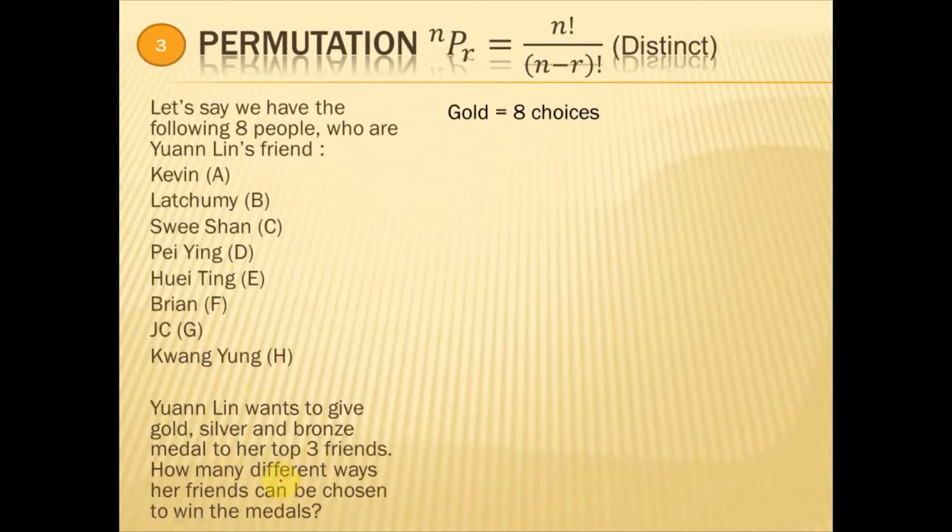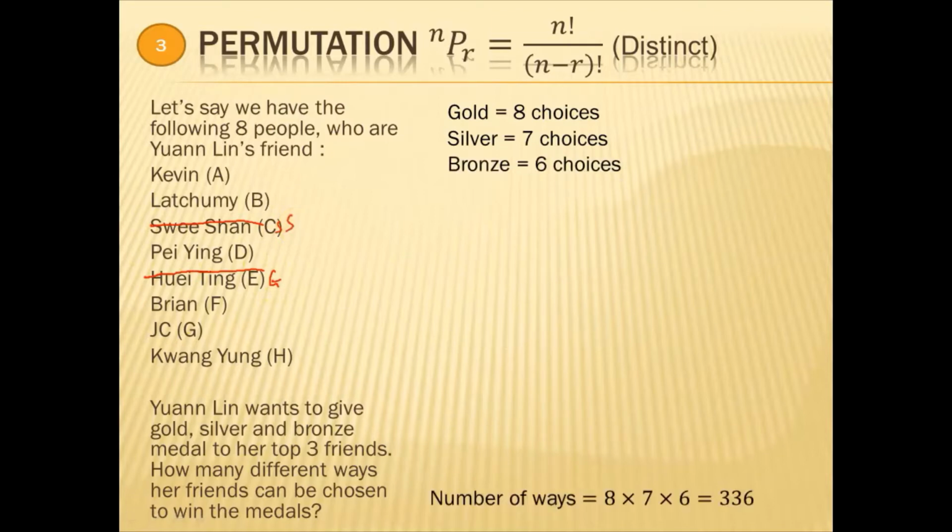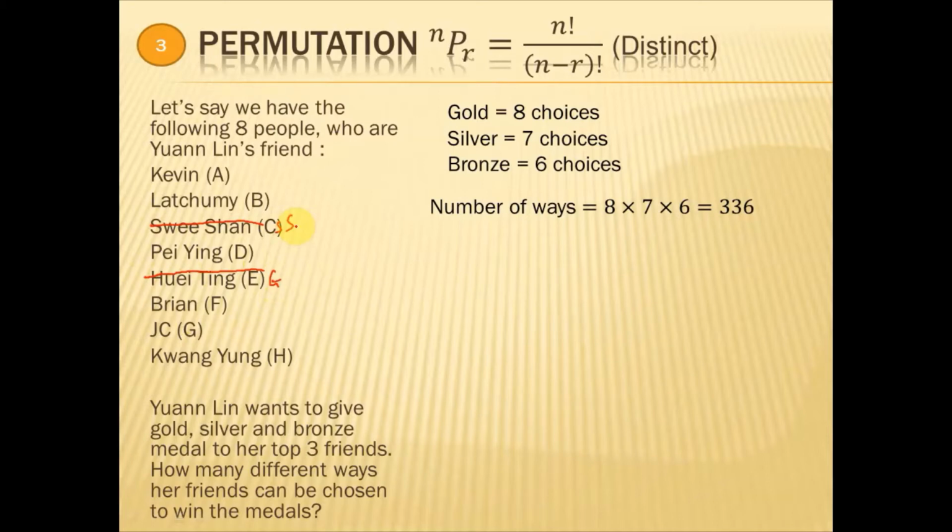So, maksudnya adalah macam gold sekarang ni ada 8 choices. Okay, sebab daripada 8 ni dia nak choose one je. So, bila dah gold dah pilih satu, contohnya maybe waiting ada gold. So, silver next tinggal 7 choices. So, maybe last wishan dapat silver. There. And then bronze tinggal 6 choices. So, number of ways is just 8 times 7 times 6 ataupun 336.